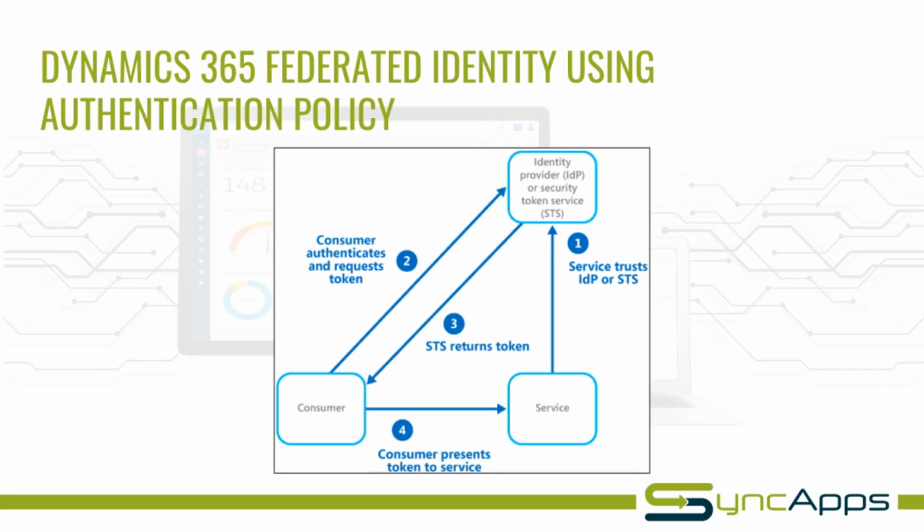So in here, I just have a basic flow chart in which your client or the consumer needs to access a service, right? Now, for example, if you are a consumer in Dynamics 365 and you're using a service for SyncApps, then you will need to get an identity provider from Microsoft themselves under their umbrella for the federated identity.